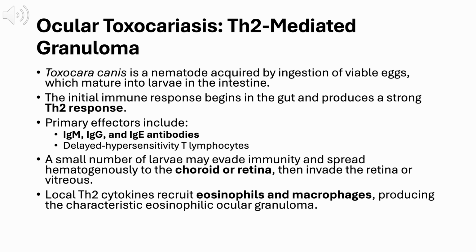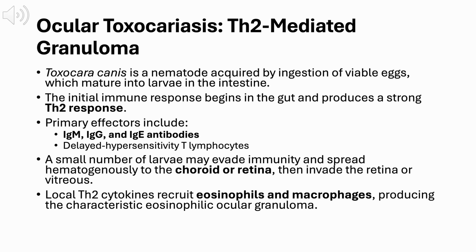A small number of larvae may evade this immunity and spread hematogenously to the choroid or retina, eventually invading the retina or vitreous. Once there, local Th2 cytokines recruit eosinophils and macrophages, producing the characteristic eosinophilic ocular granuloma, the lesion that defines the disease. Notice how every element traces back to the Th2 pathway: IgE, eosinophils, parasite. Hold that in mind because the next slide dissects the antibody-dependent mechanism by which those eosinophils actually injure the larva and the surrounding tissue.